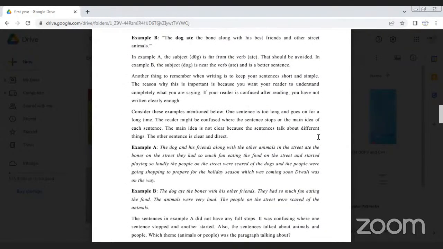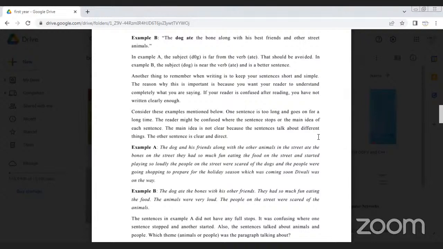Another thing to remember when writing is to keep your sentences short and simple. The reason why this is important is because you want your reader to understand completely what you are saying. That's why your sentences should be very short and simple. If your reader is confused after reading, you have not written clearly enough. Consider these examples mentioned below.